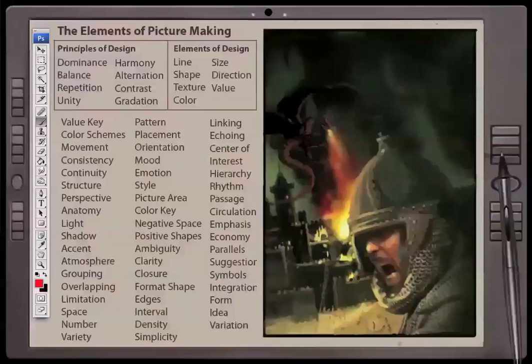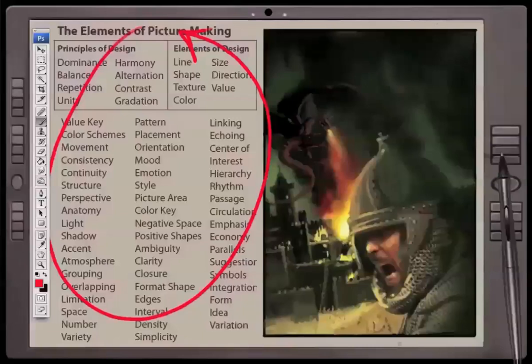What I'm going to do now is end the video here, even though I haven't talked about some of these elements of picture making. I will, however, be talking about them in other videos, in other lessons throughout this art course that you're taking.